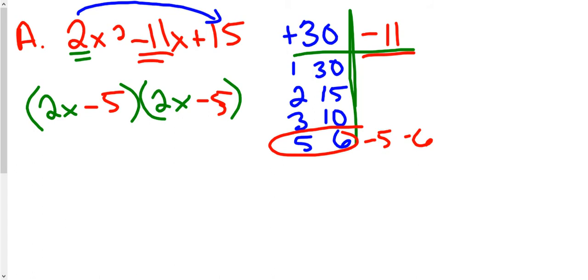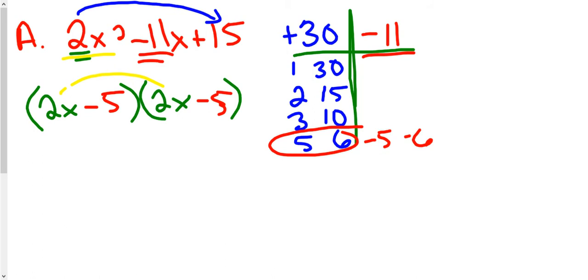Now, at this point, if this is my final factor, and I tried to FOIL this back together, I would end up with 2x times 2x, which is 4x squared, and I only want 2x squared. This is 2 times too big. This is where I have to do my last step.